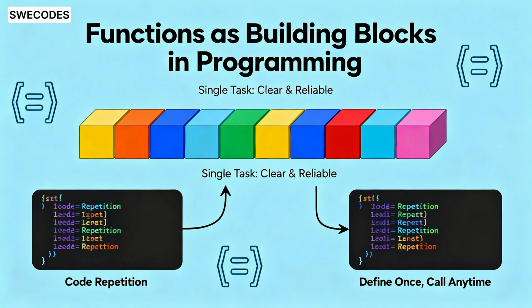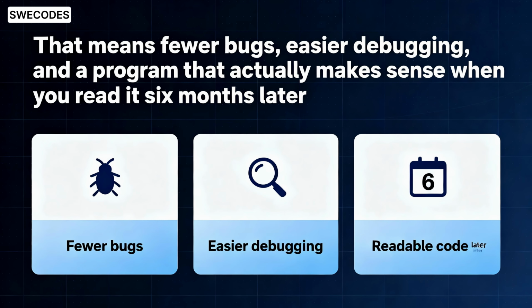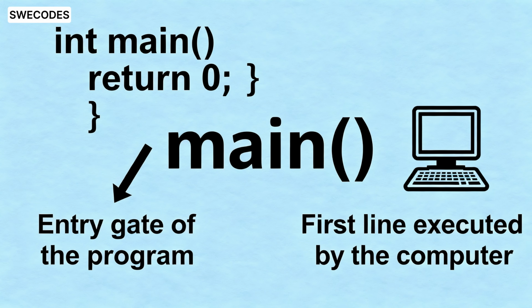Functions are like building blocks in your program. Each block does one job, clearly and reliably. Instead of repeating the same code over and over, we define a function once, and call it whenever we need that task done. That means fewer bugs, easier debugging, and a program that actually makes sense when you read it 6 months later. Every C program starts with one special function, main.